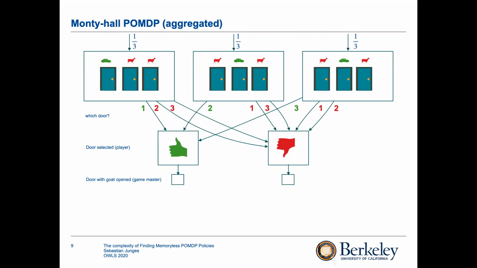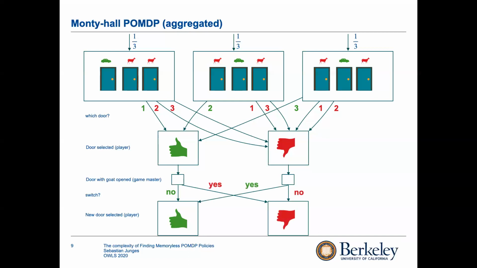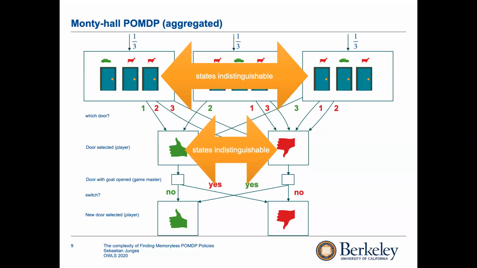And then one of the doors with a goat is opened by the game master, and you can again take an action to switch or not to switch. If you do not switch, and you guessed correctly initially, then you win, and otherwise you lose. And in the other state, it's exactly the same. So this is a Markov decision process. You see the ingredients of states, distributions, and actions. And now the problem is that you want to find an action which does not depend on the state that you're in, because you do not know in which of these states you are.